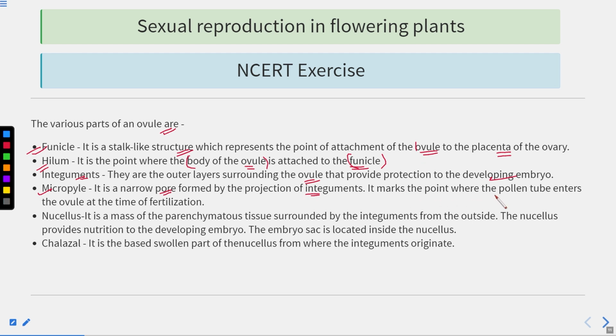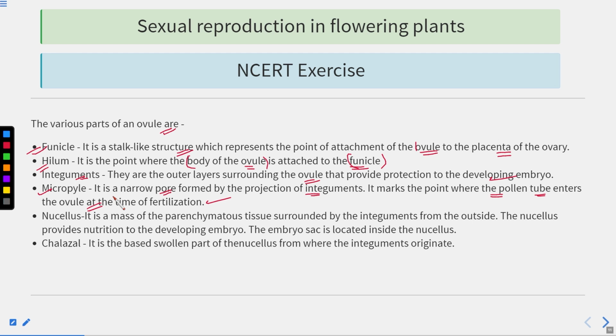It marks the point where the pollen tube enters into the ovule at the time of fertilization. So you should remember this. When the pollen lands on the stigma, it will germinate and form the pollen tube. Now this pollen tube will enter into the ovule, or the embryo sac, through the micropylar end. So it marks the point where the pollen tube enters into the ovule at the time of fertilization.